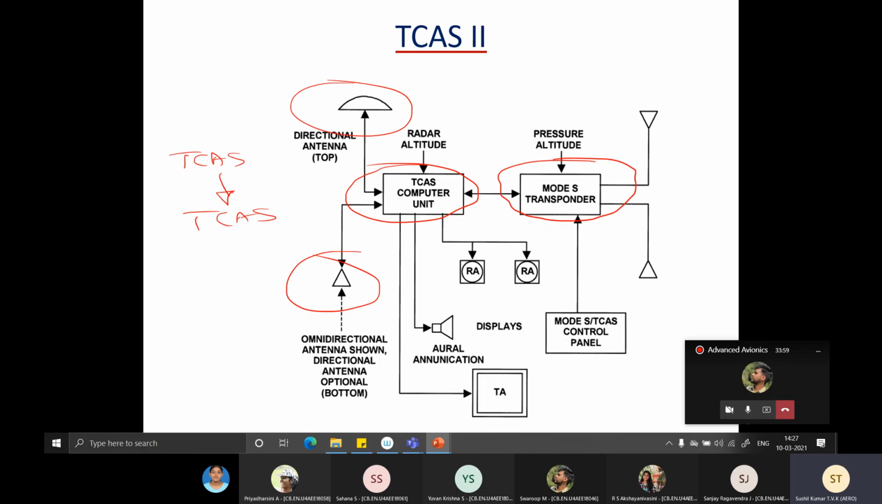Any wild guesses why it is so? The probability of mid-air collision is where the air traffic is more, and that's going to happen at very low altitudes. So you really don't want these TCAS giving false alarms from aircraft which are actually parked on the runway. So that's why they have very low power or very less sensitive channels in the bottom antenna. Most of the cases they are done away with it also.